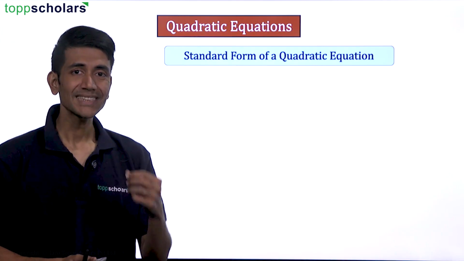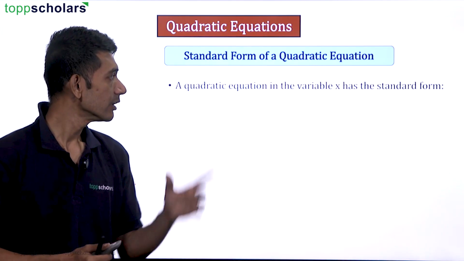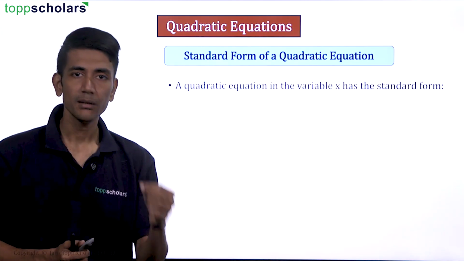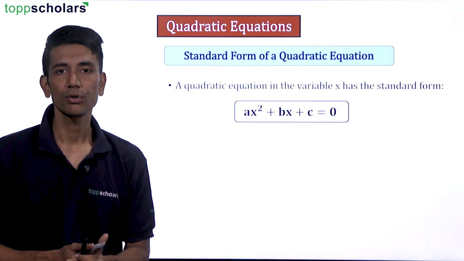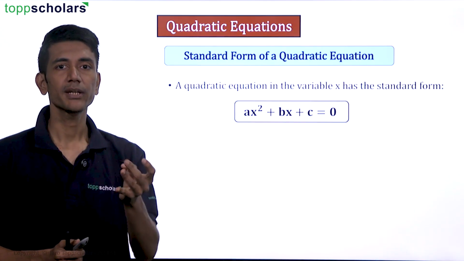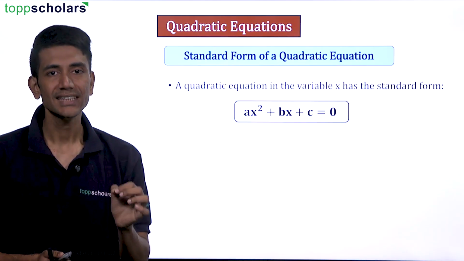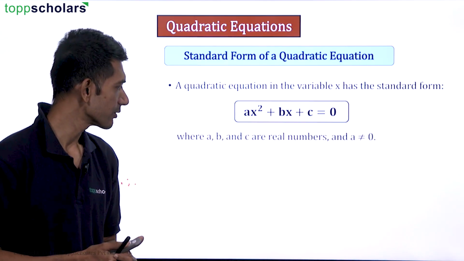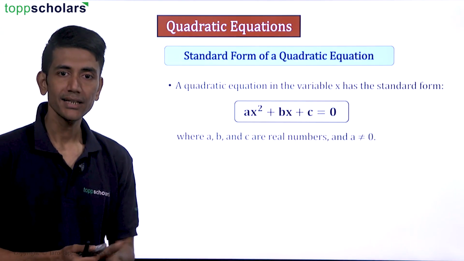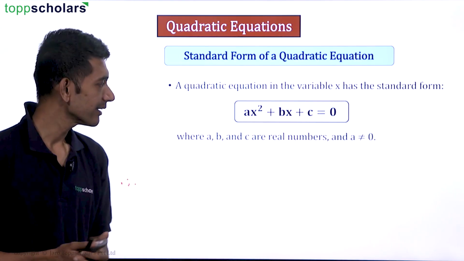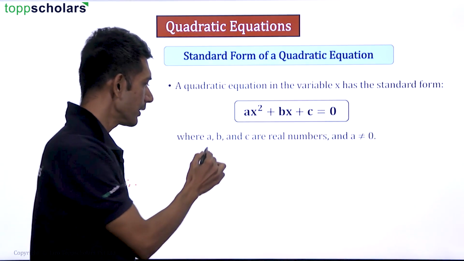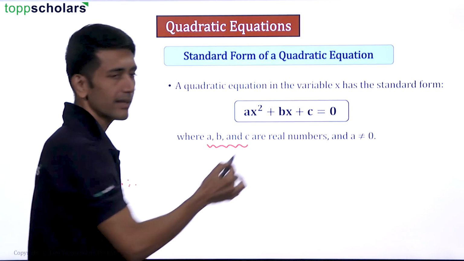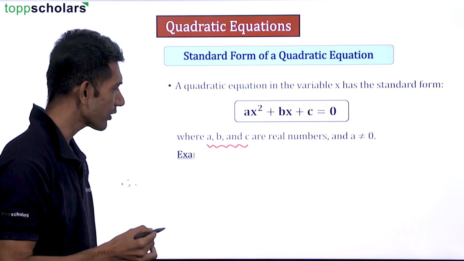Now let us talk about the standard form of a quadratic equation. A quadratic equation in the variable x has the standard form ax square plus bx plus c is equal to 0, where a, b and c are real numbers and a is not equal to 0. So always remember, a, b and c are real numbers and the value of a is not equal to 0.